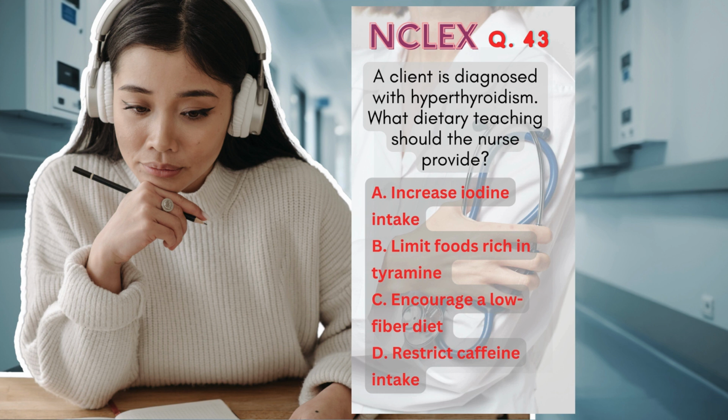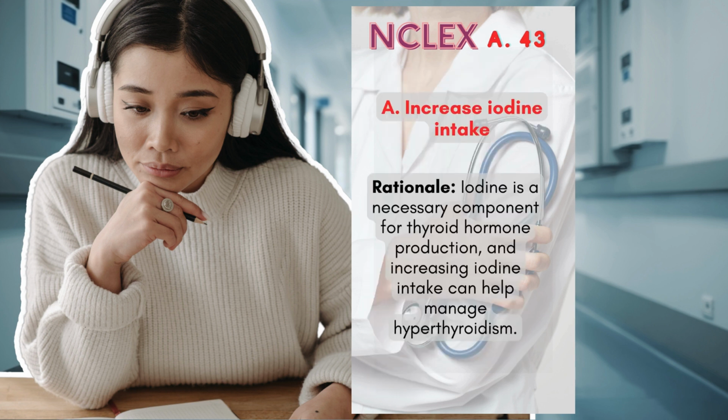A. Increase iodine intake. B. Limit foods rich in tyramine. C. Encourage a low-fiber diet. D. Restrict caffeine intake. Answer A. Increase iodine intake. Rationale: iodine is a necessary component for thyroid hormone production, and increasing iodine intake can help manage hyperthyroidism.